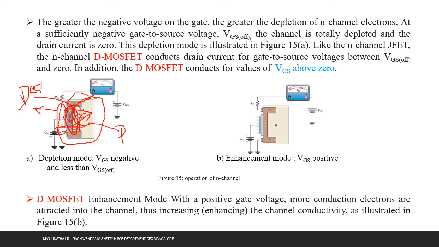When the channel width decreases, I can say this is the depletion mode, the depletion MOSFET. So this is how to make this MOSFET operate under depletion mode. This is achieved only because we are giving a negative voltage, VGG or VGS, both are the same.